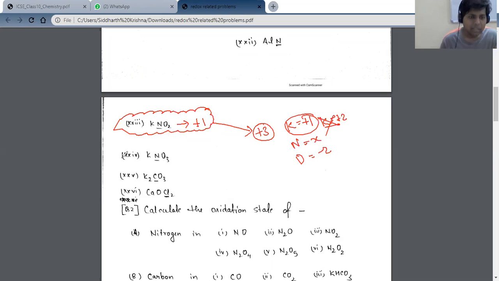KNO3. Anushruta, you tell. Plus 5. Okay. Then K2CO3. What is carbon here? Plus 4. Okay.